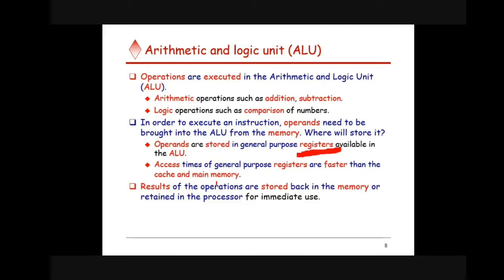The results of operations are stored back to the main memory or retained in the processor for immediate use. The immediate results of the processing will be stored in the registers, and all other results will be stored back into the main memory once the computation completes. So that's all about the ALU. It does arithmetical and logical operations, the operands are taken from the main memory and stored in the registers, and the result of the computation is stored inside the memory.